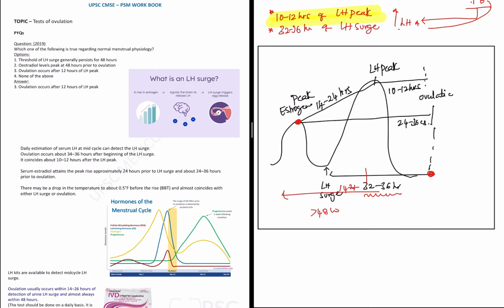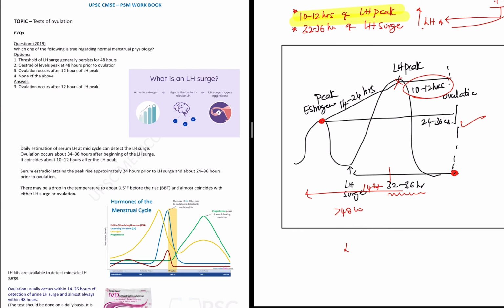Next is ovulation occurs after 12 hours of LH peak. This is more ideal. See, LH peak 10 to 12 hours, you're seeing ovulation. So the correct option is option 3. This question was asked in 2009. So we're discussing LH surge. The LH surge is because of estrogen. LH surge is very important because luteinizing hormone helps in maintaining the corpus luteum, and this corpus luteum secretes progesterone so that the uterus becomes secretory. Okay, there is endometrial proliferation of the uterus.